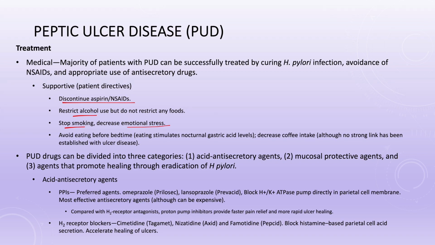Drugs are the same kind of drugs we've already talked about. So we have anti-secretory. We have mucosal protective agents, which we haven't talked about yet, but we will. And then the eradication of H. pylori, which we already discussed. So anti-secretory agents are going to be PPIs, and PPIs are the preferred agents for peptic ulcer disease. Now remember, this is not just GERD. This is an actual ulcer. So we do want to start with PPIs for ulcers.